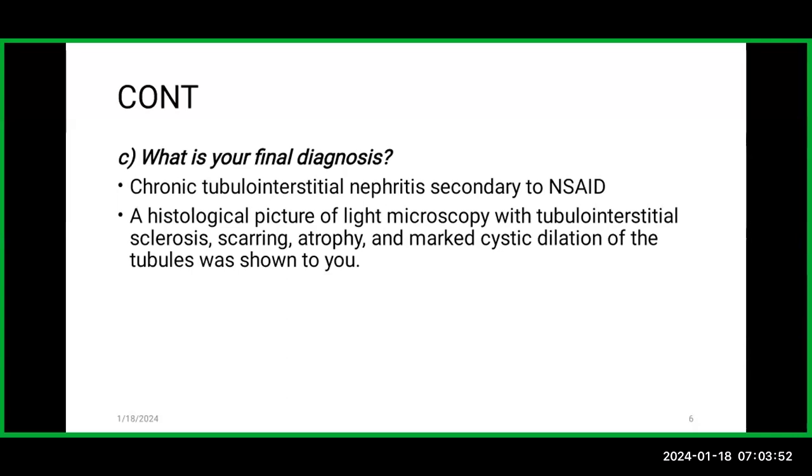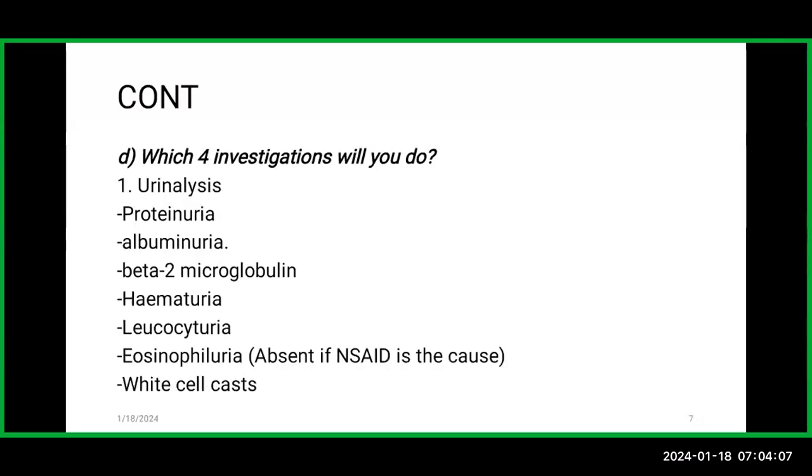But then she also, most likely she has lupus nephritis, which is also a cause of tubular interstitial nephritis. But then the histologic finding is not in keeping with that. So most likely the NSAID got to her more than the lupus nephritis. So which 4 investigations will you do?